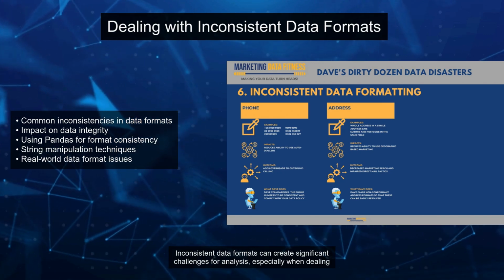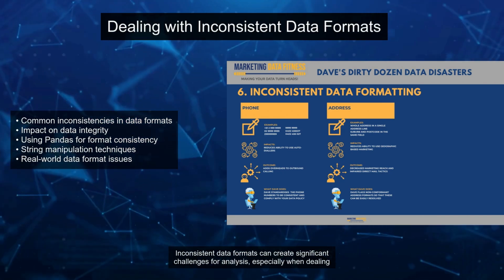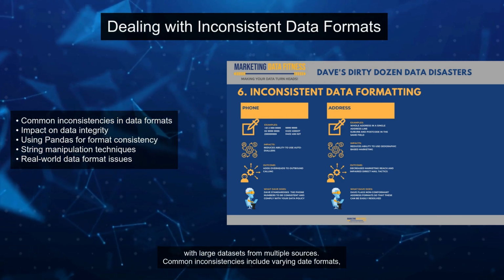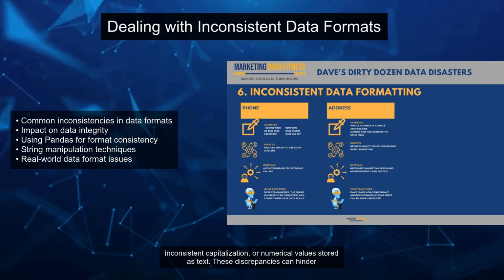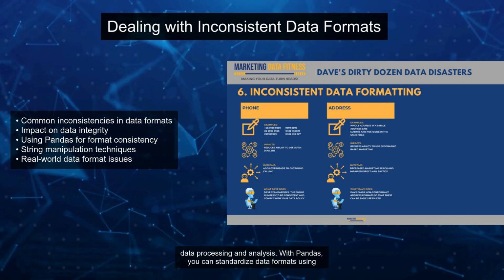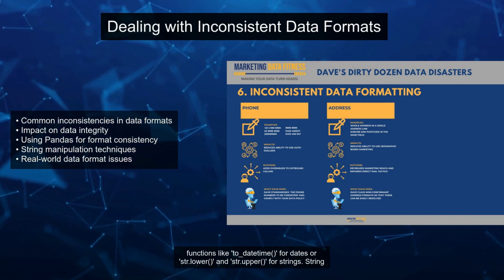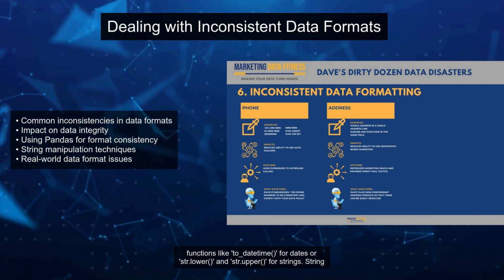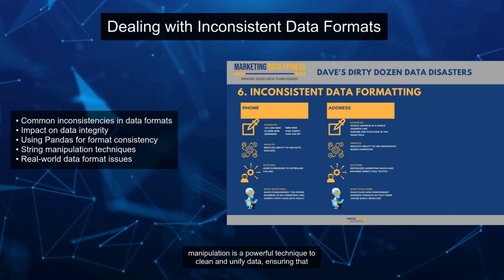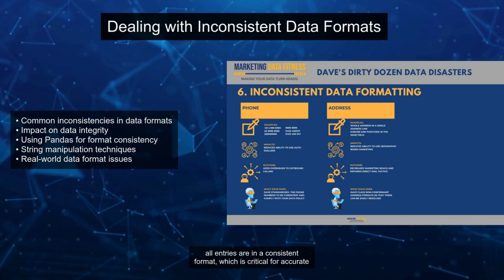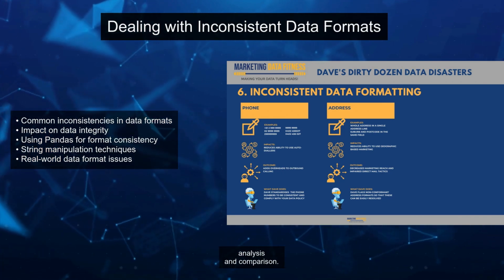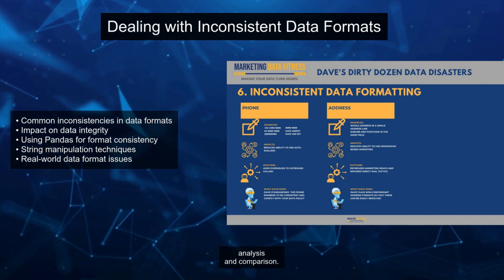Inconsistent data formats can create significant challenges for analysis, especially when dealing with large datasets from multiple sources. Common inconsistencies include varying date formats, inconsistent capitalization, or numerical values stored as text. These discrepancies can hinder data processing and analysis. With Pandas, you can standardize data formats using functions like to_datetime for dates or str.lower and str.upper for strings. String manipulation is a powerful technique to clean and unify data, ensuring that all entries are in a consistent format, which is critical for accurate analysis and comparison.